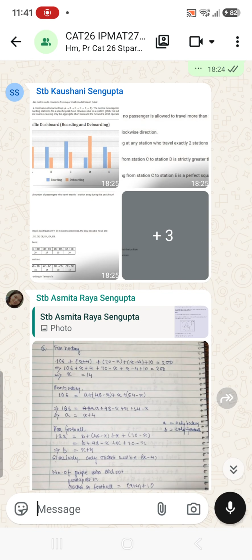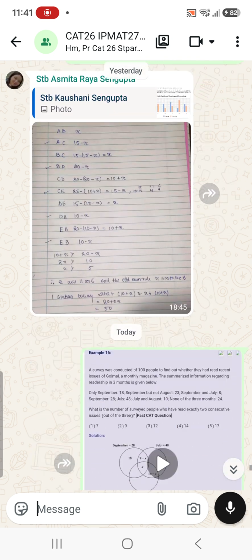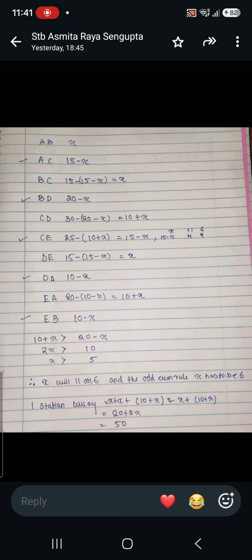Exactly 1 station away means AB equal to x, then BC, that is also x, then CD, that is 10 plus x, then DE, that is also x, and then EA, that is 10 plus x. And taking the value of x as 6, we get the number of people traveling exactly 1 station away as 20 plus 5x, or 20 plus 30, which is 50.